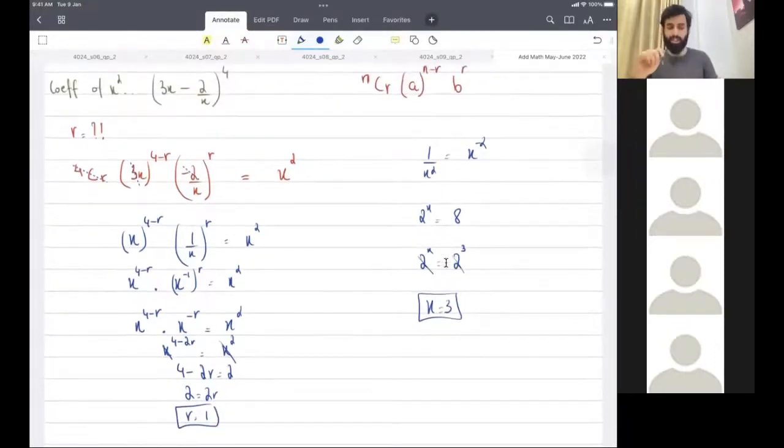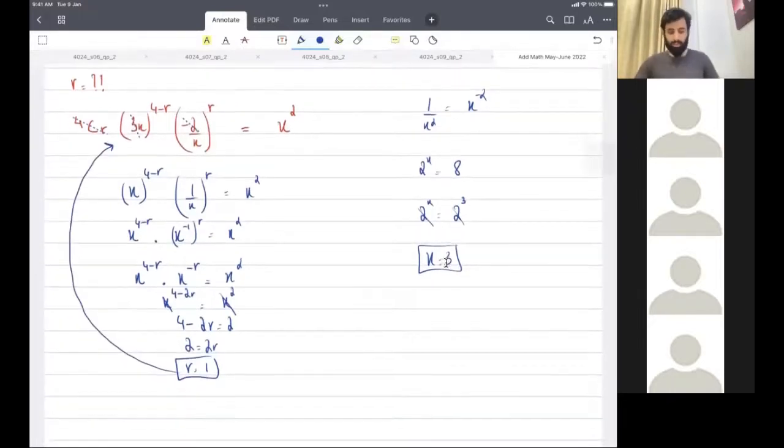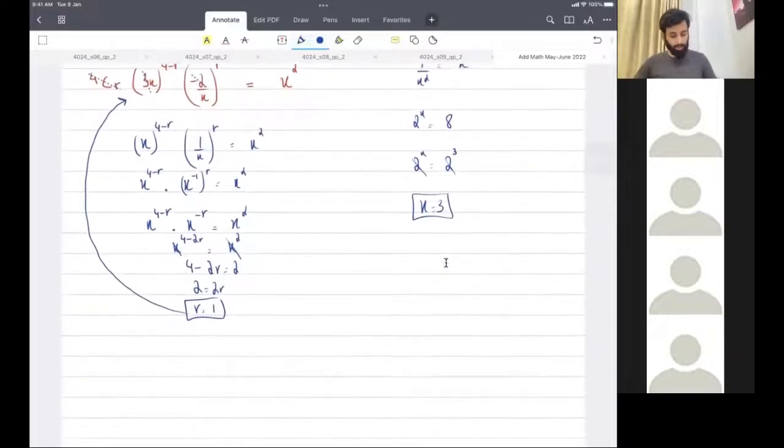Here we have just figured out the value of r. We were looking for the value of r that we can plug in the formula that will give us the coefficient of x square. Now we're going to take this value of r and plug it in this formula with the rest of the values. This time we're not going to ignore the constants. So I'm looking at 4c1, 3x raised to the power 4 minus 1, which is 3, and minus 2 upon x raised to the power 1.